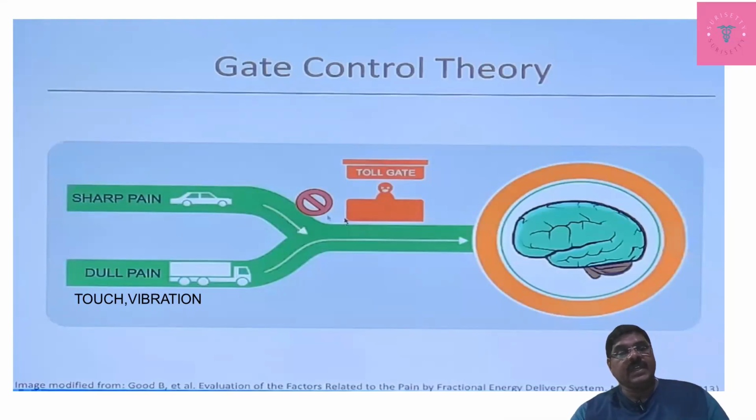So what happens if we increase the impulses of touch and vibration? If those impulses rise, a larger number of dull pain, touch, and vibration impulses pass through this pathway. They will block the nociceptive impulses from being perceived by the brain. So they act as a toll gate. A higher number of touch, vibration, and dull pain impulses will automatically block the sharper nociceptive impulses.